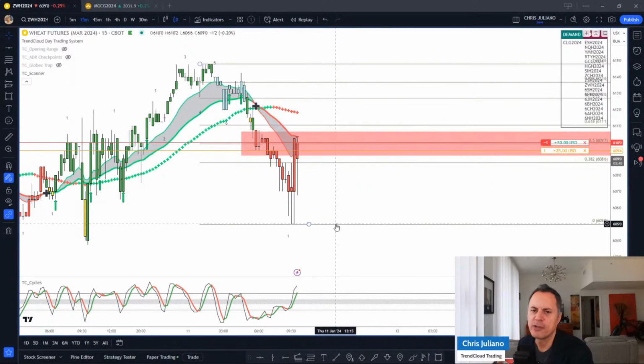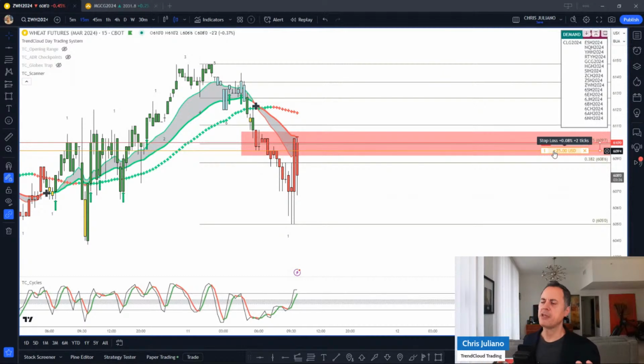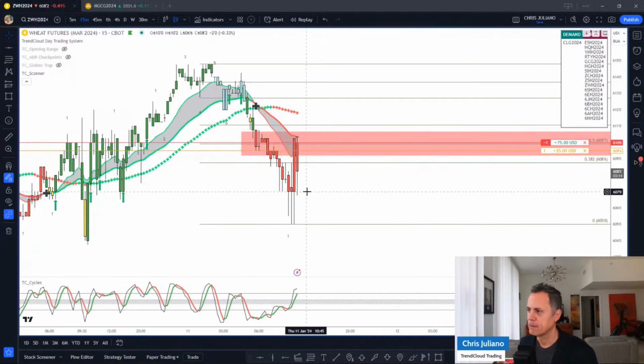You took some money, right? Here's that target. Here's that structural target. You took it. You're risk free. You don't know how much money you're going to make. That's the thing. You could say, oh, I want to make $1,000 a day. You don't know if you're going to make $1,000 a day. In this particular case, we came down. It hit our target. We scaled out 2 contracts. We're going to let that last one run, get risk free, and just say it's going to give me whatever it's going to give me.